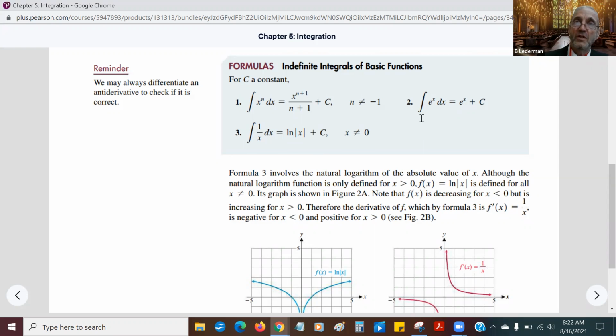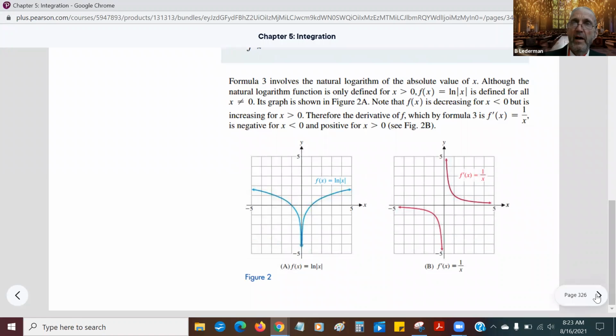Anyway, the integral of e to the x is e to the x plus c, and we saw that also at the beginning of this video: the antiderivative of e to the x is just e to the x, and then you just throw in the plus c. Okay, so that's cool.